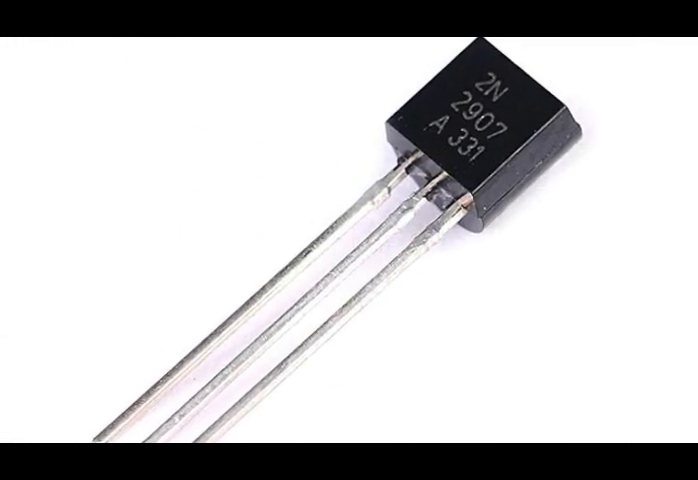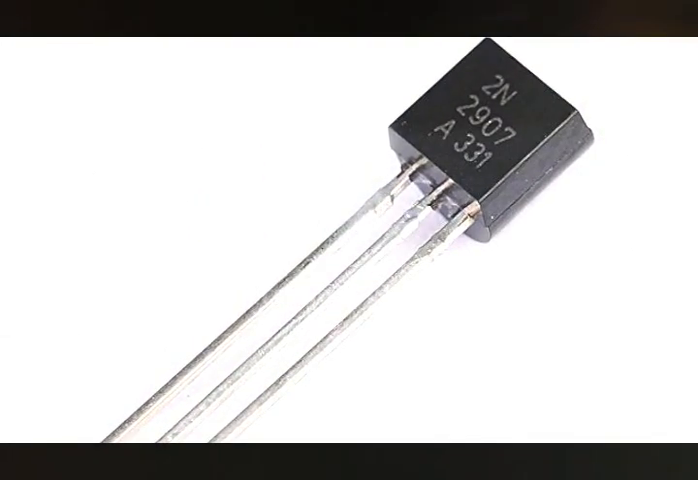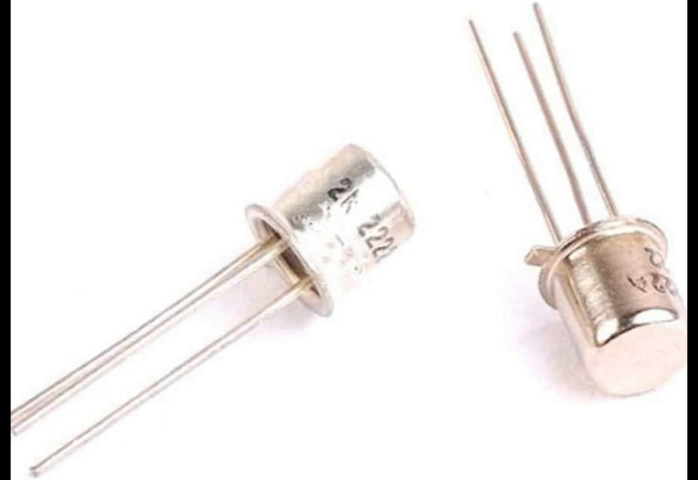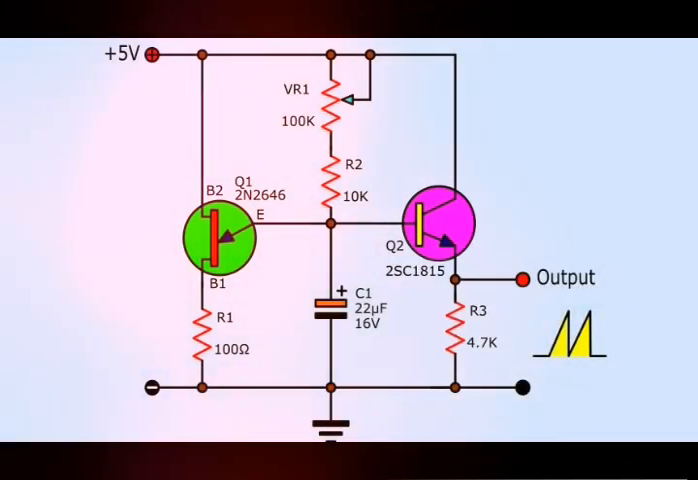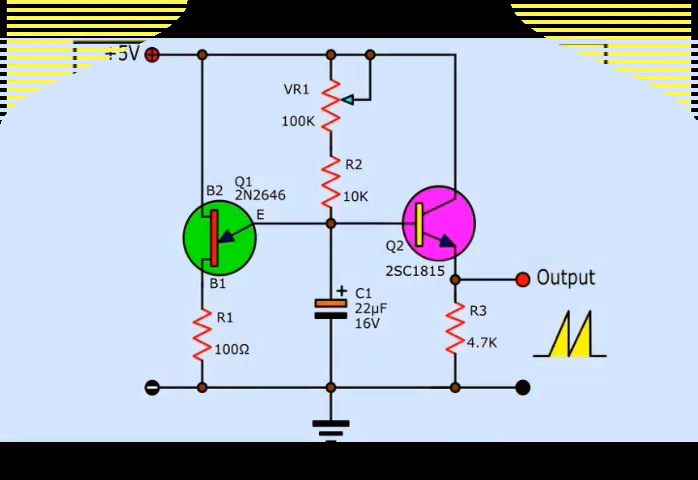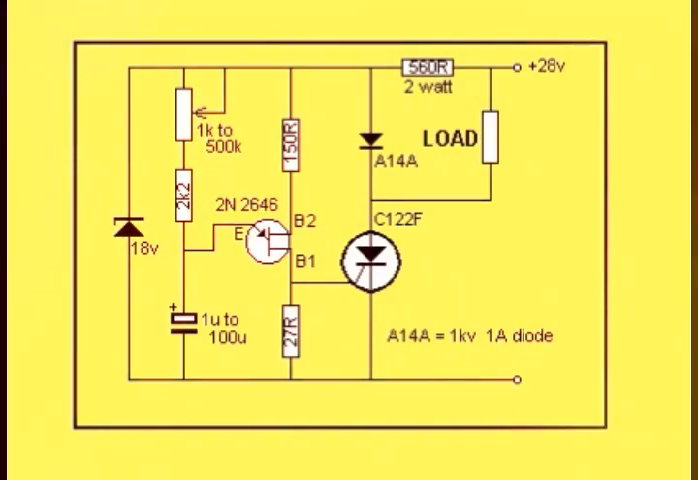A unijunction transistor is a trigger semiconductor device that can be used in a variety of circuits and applications, from lighting triacs and thyristors to use in sawtooth generators for phase control circuits. The negative resistance characteristic of the UJT makes this part useful as a simple relaxation oscillator.